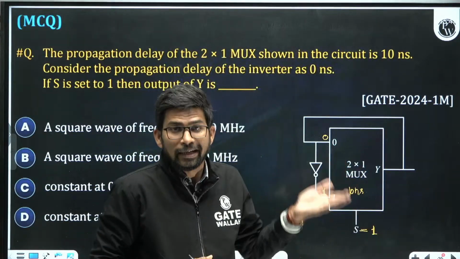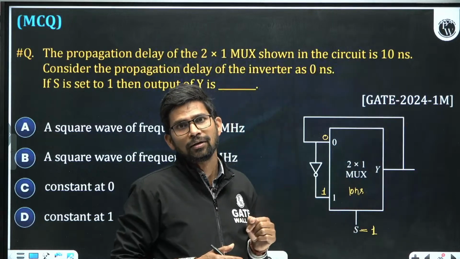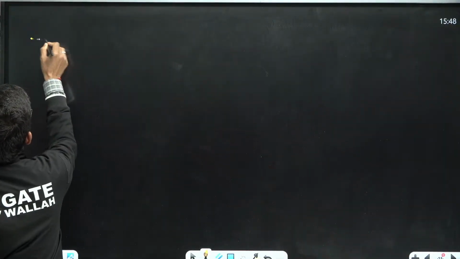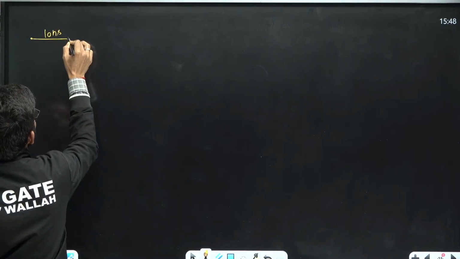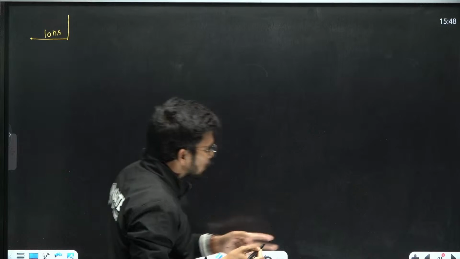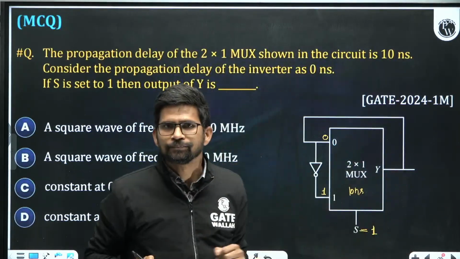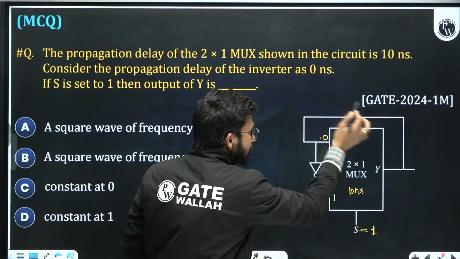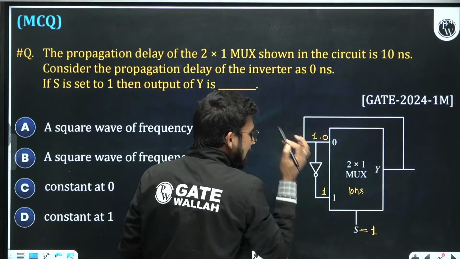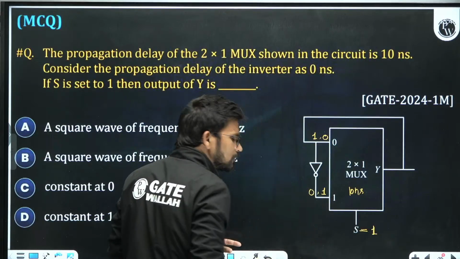Currently the output is 0, and this 1 will be transferred after 10 nanosecond. So y will remain at 0 for the next 10 nanosecond. After 10 nanosecond, as soon as you get 1 from here, y becomes 1. As soon as y becomes 1, this will come in feedback, and at the 10th nanosecond, this will become 1 and this will become 0.